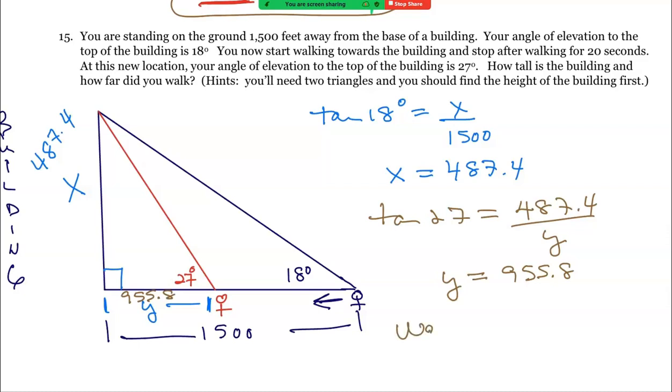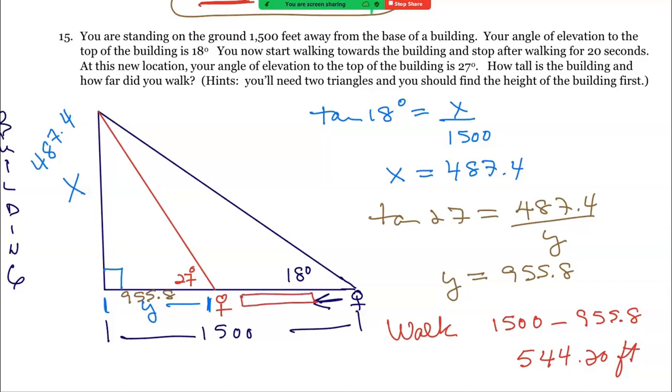So how far did you walk? Your walk ends up being, you were 1,500 feet away. When you stop, you're only 955.8 feet away. So how far did you travel? 544.20 feet. That's the distance that you traveled. Okay, and that would be this number right here.